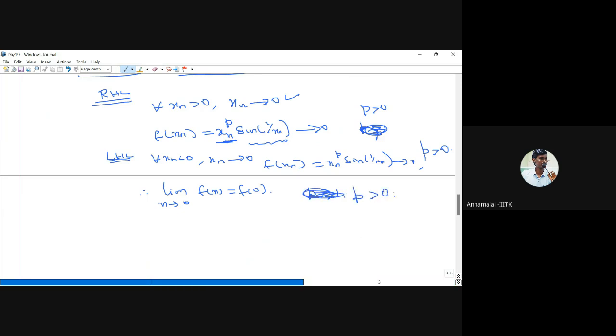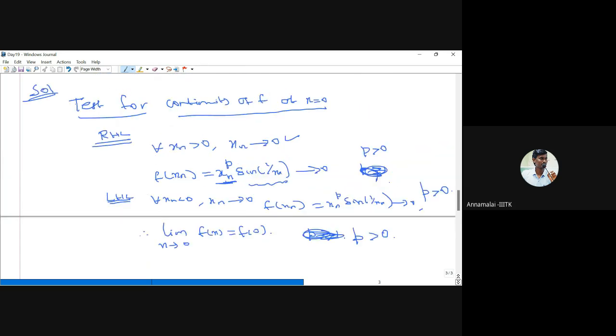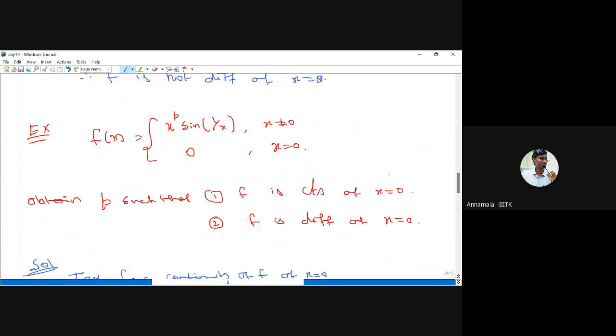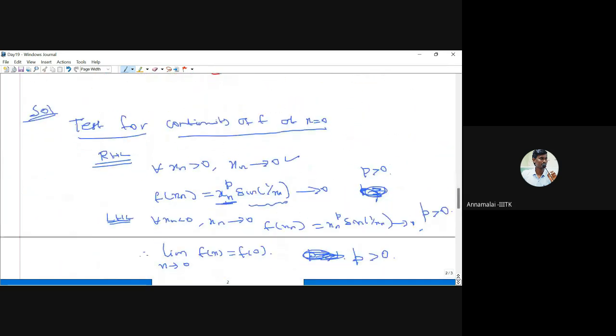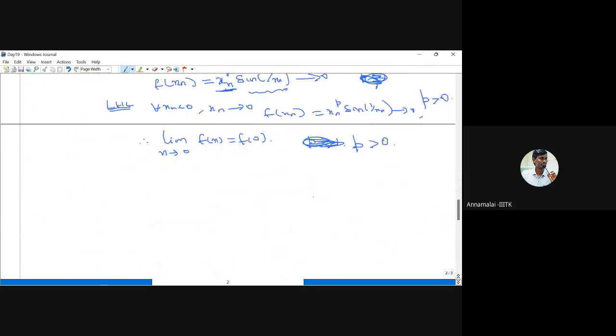Okay. Now, therefore, this function is continuous for any p greater than 0. So next, test for differentiability of the function at the point x equal to 0.